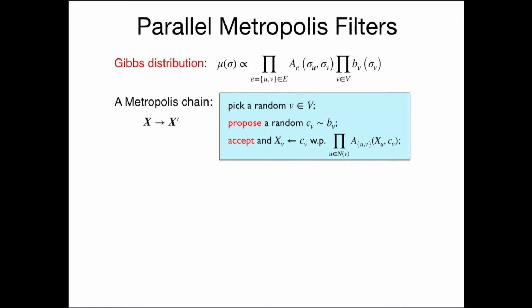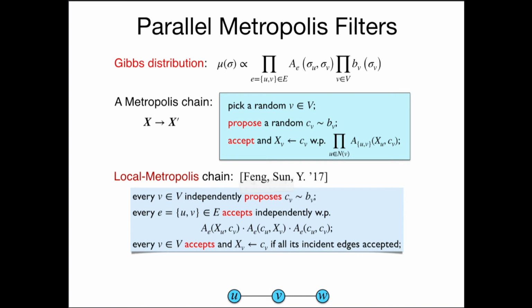The parallel variant of this chain is like this. At each round, every vertex v independently proposes a random spin c_v according to the local field. Then every edge uv accepts independently with probability given by this product of three possible interactions between the current and proposed spins of the two endpoints. At last, each vertex accepts the change if all its incident edges accepted. And now we cannot simply write the acceptance probability as above in the product form at vertices, because now adjacent vertices share randomness through the edge between them. And that's crucial for the correctness of this parallel chain.